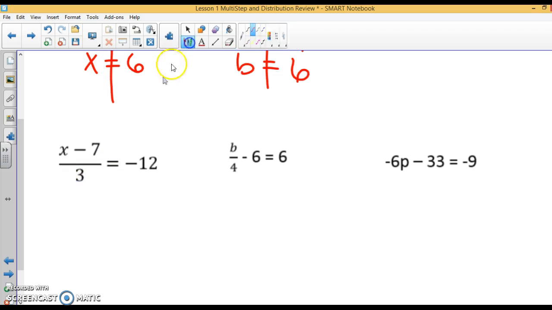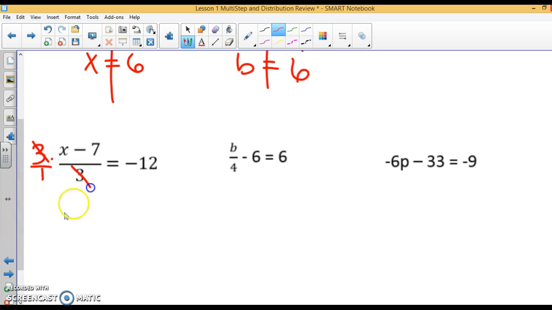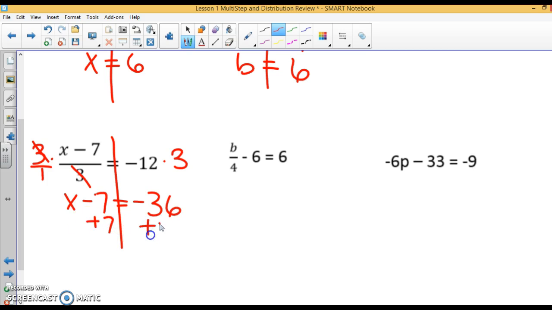Okay. Now, if I wanted to get x by itself in this one, I want to solve for x. I have to get rid of this 3 on the bottom first. It's dividing that whole side by 3. So to do the opposite, I want to multiply that by 3. Or I can look at it as 3 over 1, right? And it's going to cancel them out. But we have to do the same thing to both sides. So I want to multiply by 3 on this side too. So after I do this, I'm left with x minus 7 equals negative 36. And I can just add 7 to both sides. And I get x equals negative 29 is my answer.